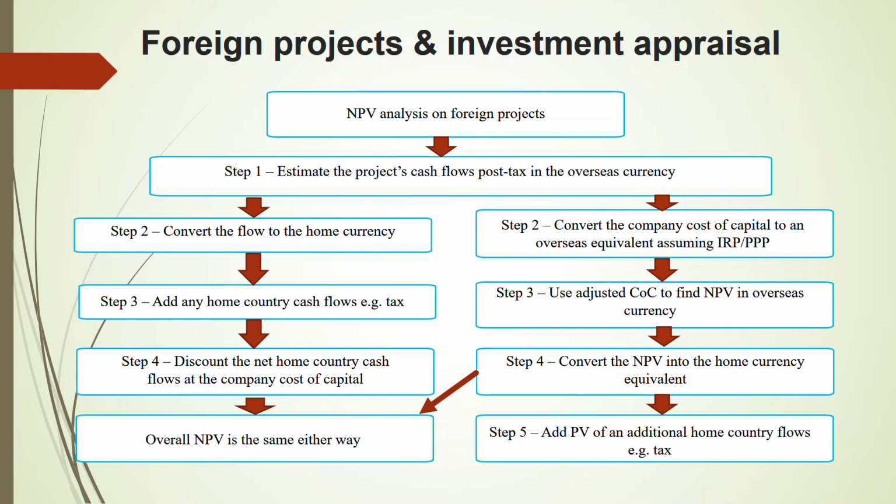So whatever the cash flows of the home country, for example tax, you didn't take them into the picture. You used the foreign currency cash flows, discounted using the adjusted cost of capital, and found the foreign net present value. That foreign net present value only you converted to home currency. So with that you have to add whatever additional tax you had to pay in the home country.